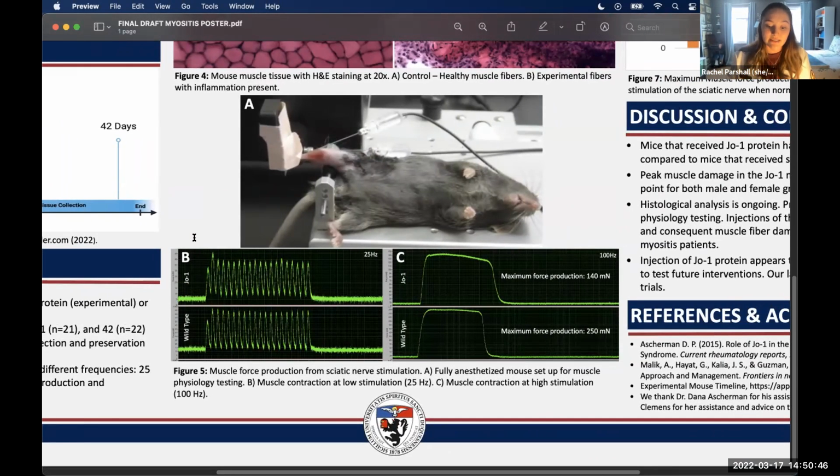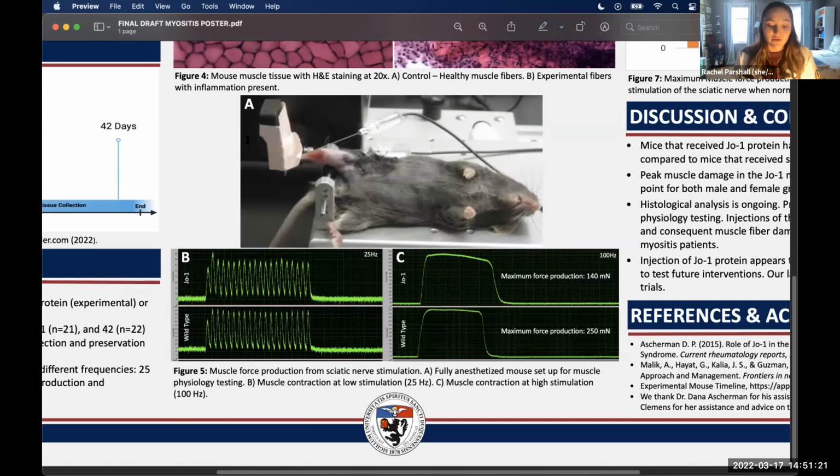Our muscle physiology testing was performed using the equipment shown in figure 5A. The mice were deeply anesthetized, and the sciatic nerve was exposed and stimulated at frequencies of 25 hertz, 50 hertz, 75 hertz, 100 hertz, and 125 hertz to develop a force frequency curve, measures of contraction velocity, and maximal force production. The foot was attached to a force plate right here, if you can see my cursor. I'm not sure if you can. And muscle force was generated by the nerve stimulation.